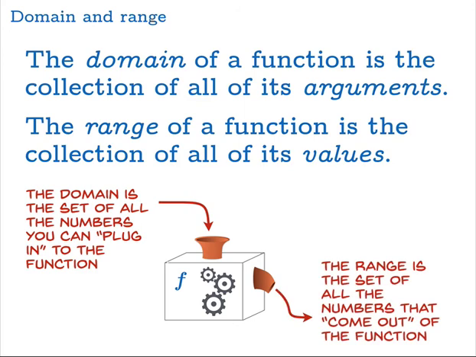By the way, I shouldn't have said numbers because this definition works in the more abstract setting as well, with the suit color function and the character weapon function we saw before. So it doesn't have to be numbers, just sets. So the domain is the set of all numbers you plug into the function. The range is a set of all numbers that come out of the function.